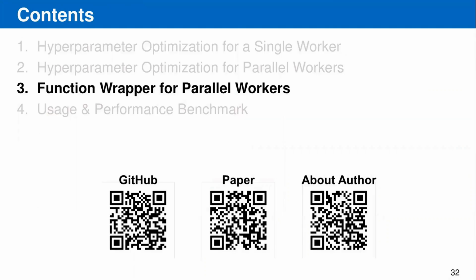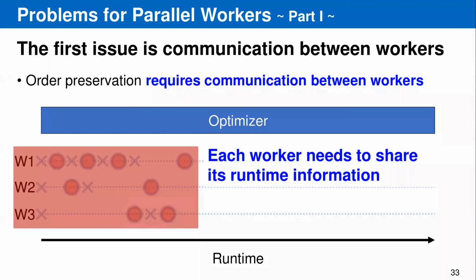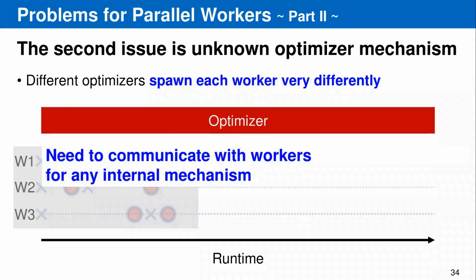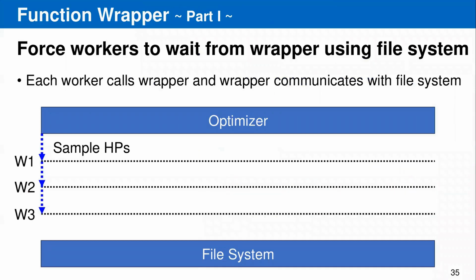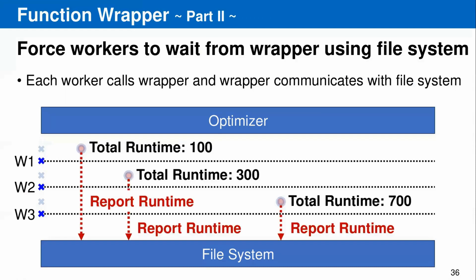Finally, we show how our wrapper works. The first challenging part is communication between workers. The second issue is that the mechanism of optimizers takes diverse formats, such as multi-processing, multi-threading, and MPI. To handle these issues, we use the file system to let each worker communicate. We first sample hyperparameter configurations for each worker. Then we report the runtimes for each sample to the file system.